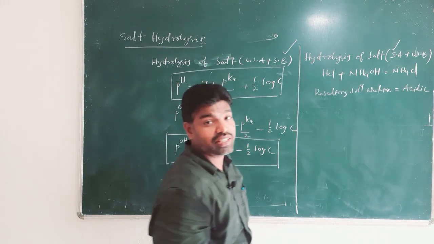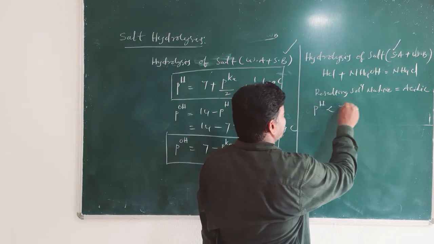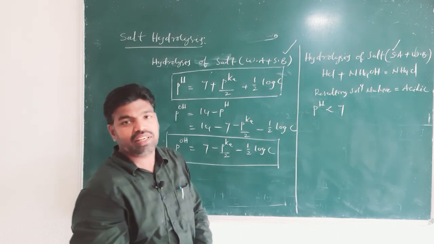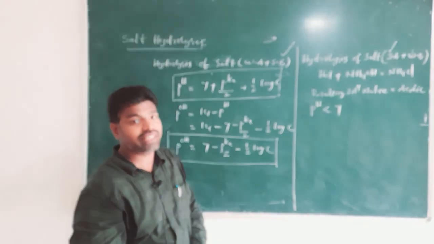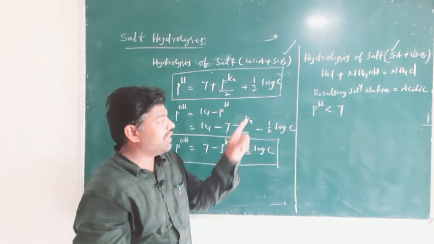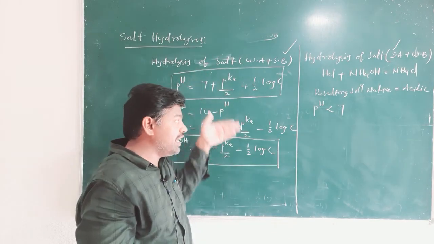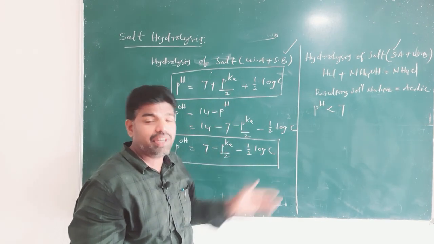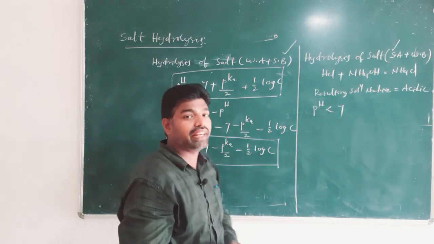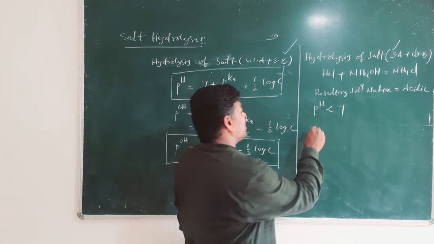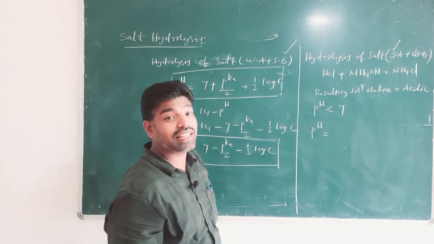Resulting solution nature is acidic. And the pH is less than 7, because acidic in nature solutions are the solutions whose pHs are less than 7. Then for this also we can perform the same derivation. After performing all the long derivation, we get the equation, pH is less than 7.